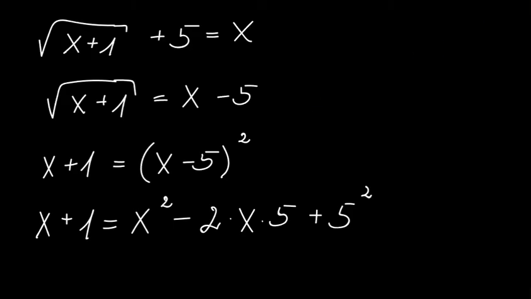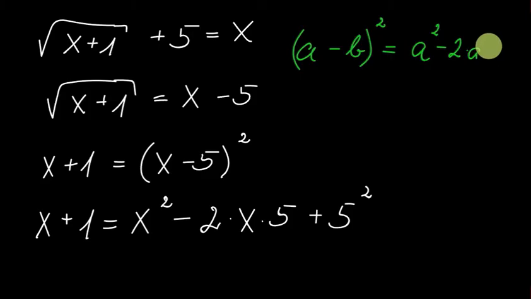There is a formula for that. For those who don't know, I'll just write it. The formula looks like this. If we have (a minus b) squared, it is equal to a squared minus 2 times a times b plus b squared. Okay, actually it's plus minus here.